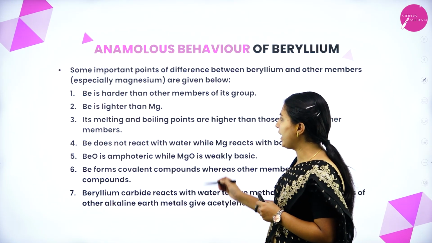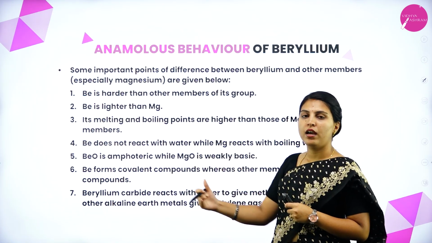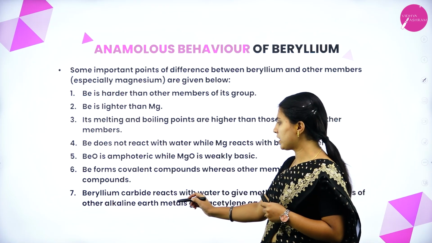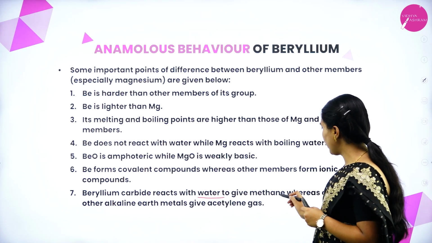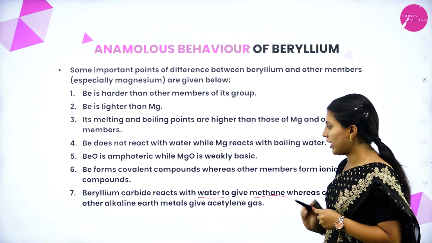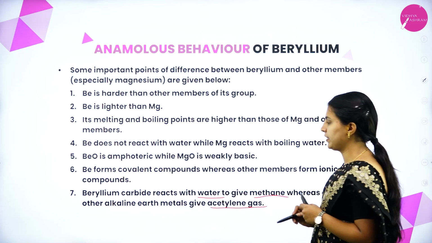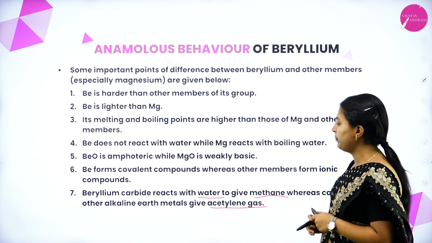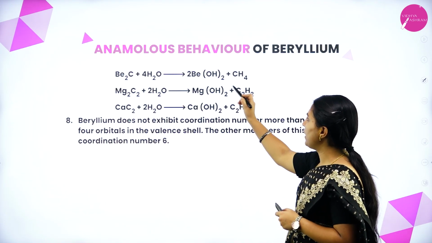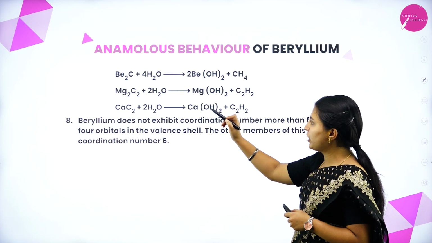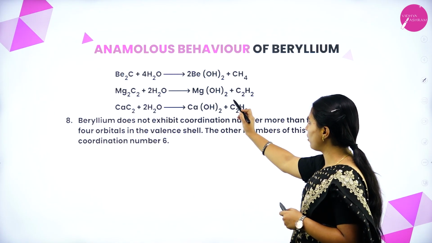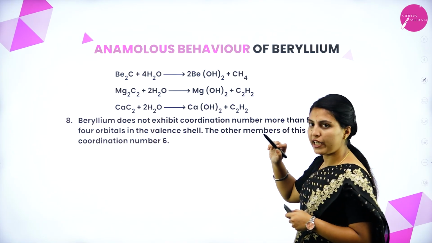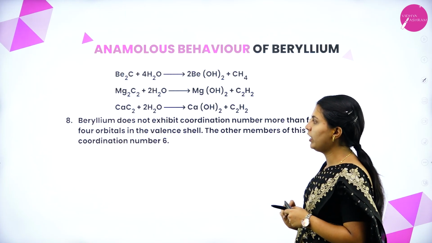This is the different point; the other points we have discussed in other concepts in depth, with beryllium as the exceptional case. The only extra point is that beryllium carbide reacts with water to give methane whereas carbides of other alkaline earth metals give acetylene gas. See: beryllium carbide with water gives beryllium hydroxide and methane, magnesium carbide with water gives magnesium hydroxide and C2H2, and calcium carbide reacts with water to give calcium hydroxide and acetylene.